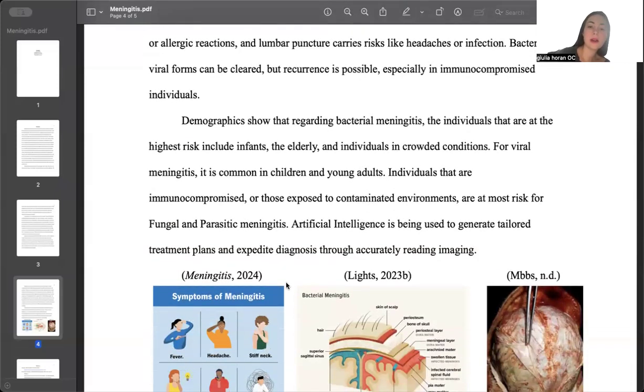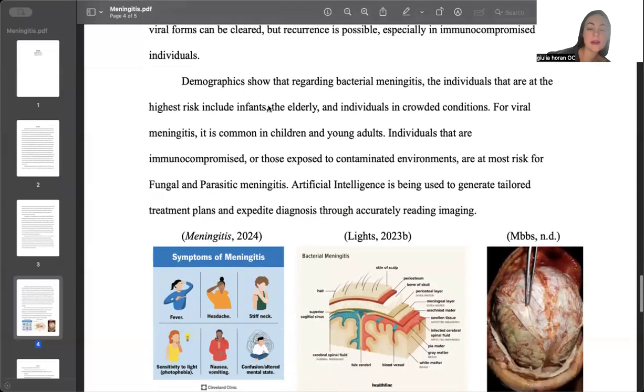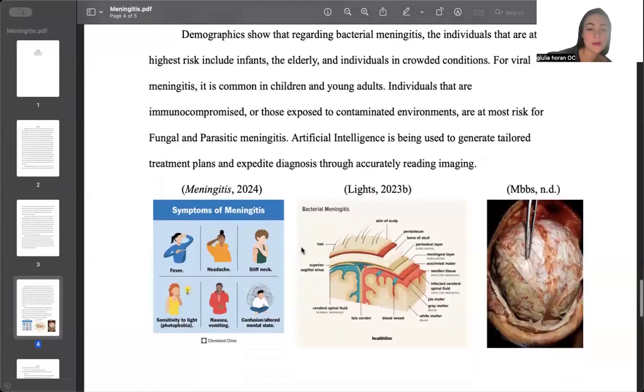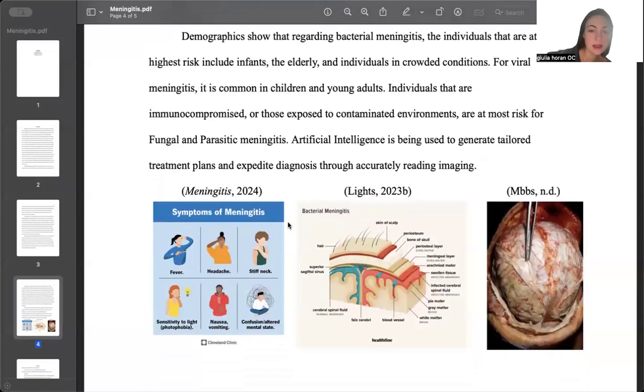Demographics show that regarding bacterial meningitis, the individuals at highest risk include infants, the elderly, and individuals in crowded conditions. Viral meningitis is common in children and young adults. Individuals that are immunocompromised or those exposed to contaminated environments are most at risk for fungal and parasitic meningitis.